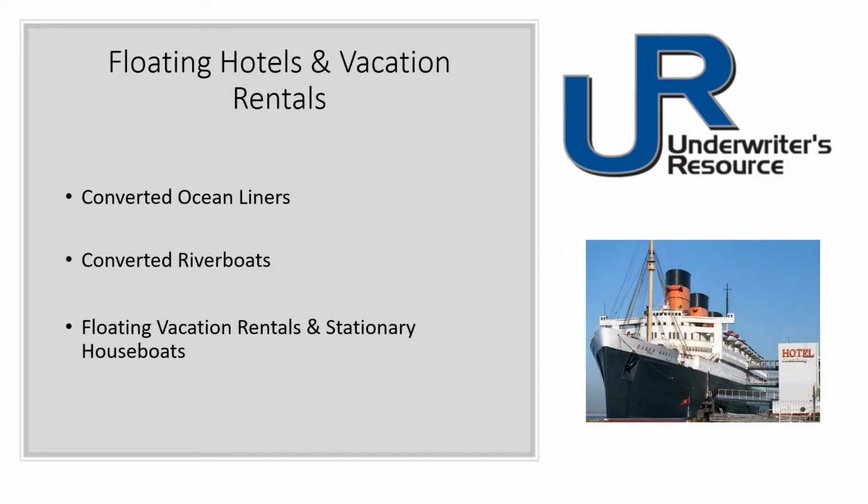One other area that you might find with hotels and motels and similar types of risk is some floating hotels. We're finding that converted ocean liners like the Queen Mary in Long Beach, California serve as a hotel. You might find that there are some river boats that have converted into hotels, and they're both permanently moored to the shoreline. And you might even see some floating vacation rentals up in Washington, where that seems to be a common thing, or even some stationary houseboats that are not designed to actually move around the lake or around the body of water.